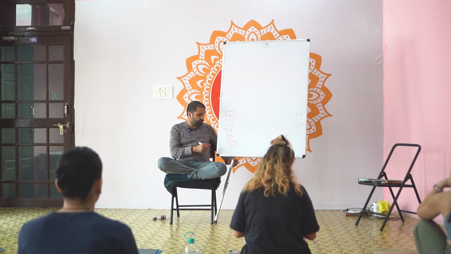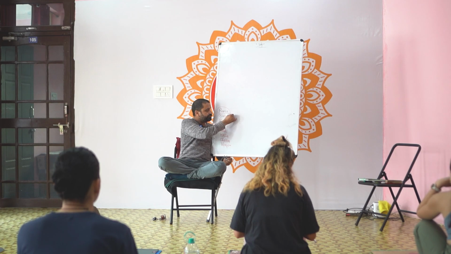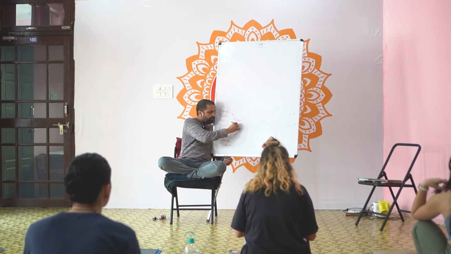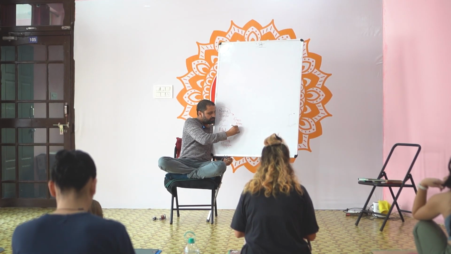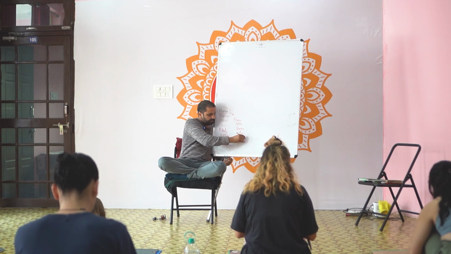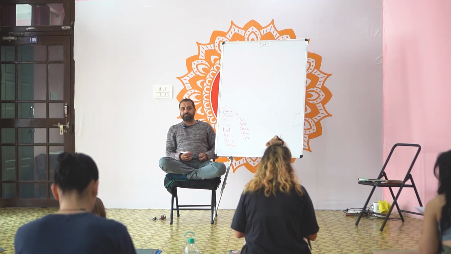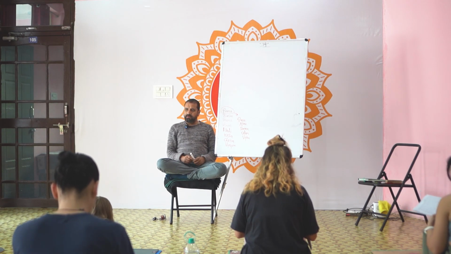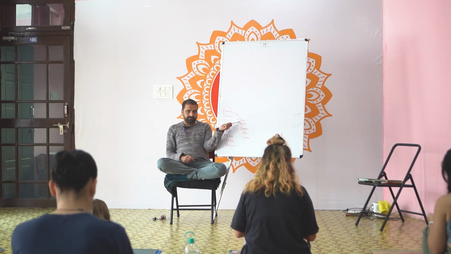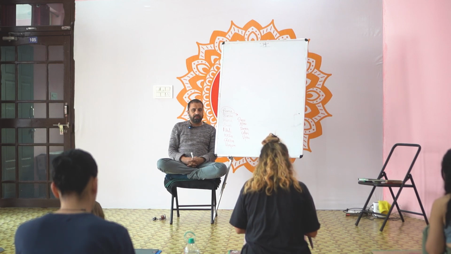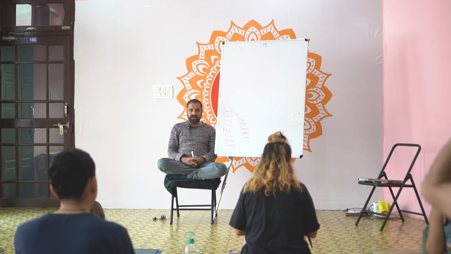How? Let's talk on that. The first major one, prana, apana, samana, udana, vyana. These are the five major energies. The first is prana. It is also called Mahaprana or main prana. Then apana, samana, udana, vyana.